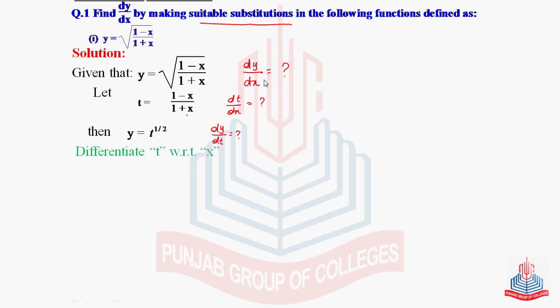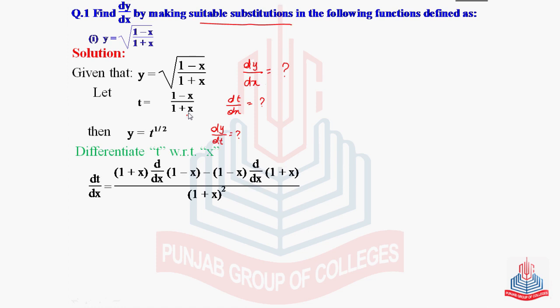T is actually (1 minus x) over (1 plus x). So that will become dt by dx by using our quotient theorem, as we already solved in exercise 2.3. Applying the quotient theorem here, we get (1 plus x) whole square in the denominator. This 1 plus x will be as it is, derivative will apply on 1 minus x, minus (1 minus x), and derivative will apply on 1 plus x.